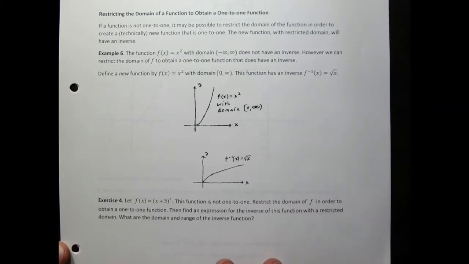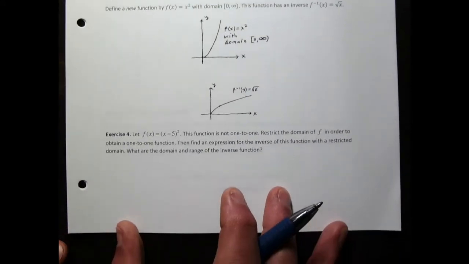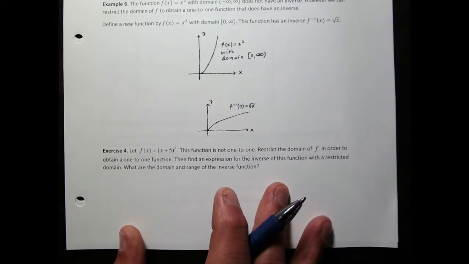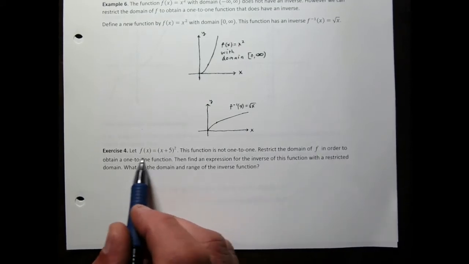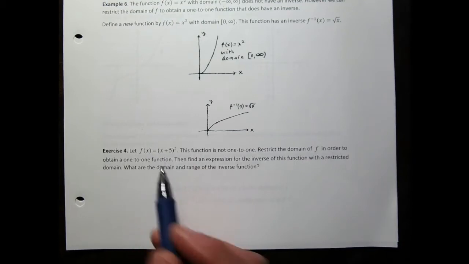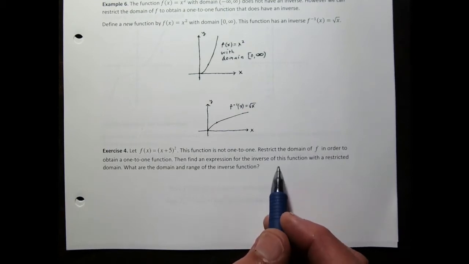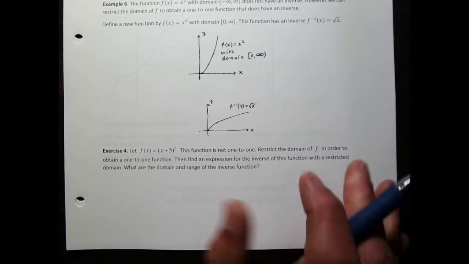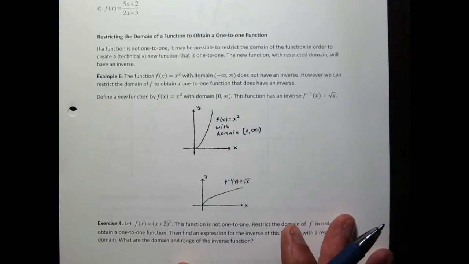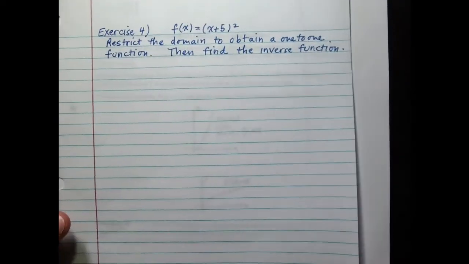Now, I want to go through this with an actual exercise. So we're going to leave example 6 behind and go on to exercise 4. We're going to work with a slightly different function, f of x equals (x plus 5) squared. And again, this is not a one-to-one function, so we're going to restrict the domain to obtain a one-to-one function, and then we're going to find an expression for the inverse, and then we're also going to decide what the domain and range of the inverse are. So, okay, this is a little bit involved. I think this is a little bit tricky.